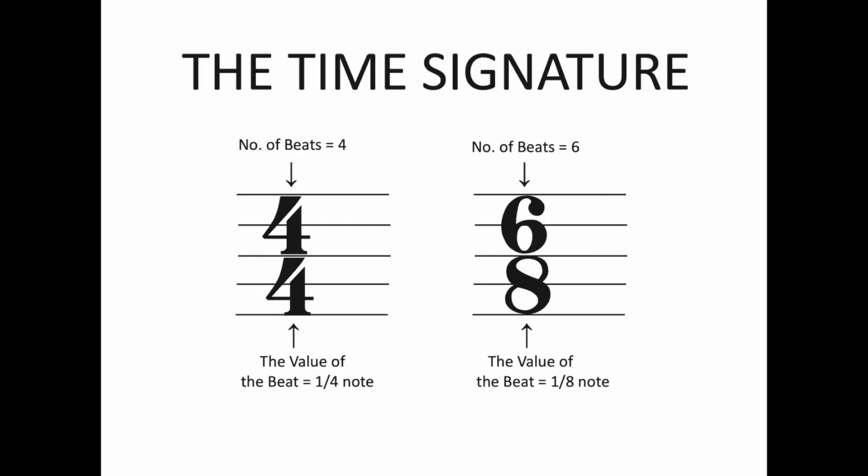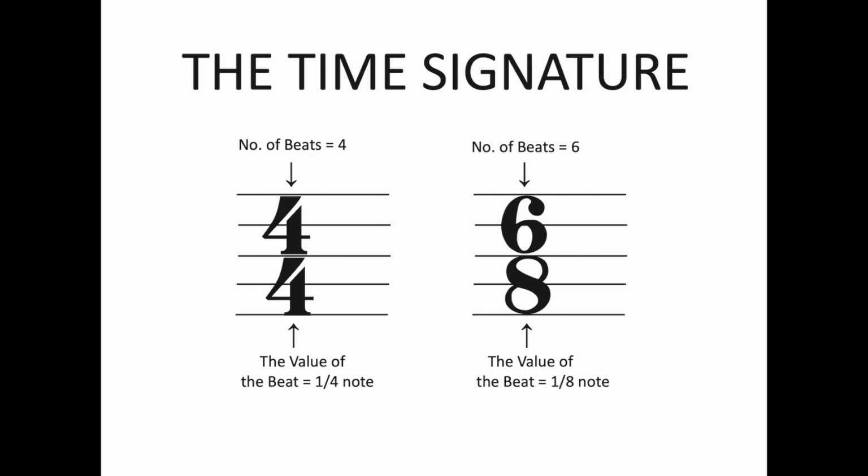Next, we have to consider the time signature. So what is the time signature? Well, the time signature is very important because it tells us how many beats there are in the bar and the value of each beat. The top number of the time signature tells us how many beats in the bar, and the bottom number tells us the value of the beat.